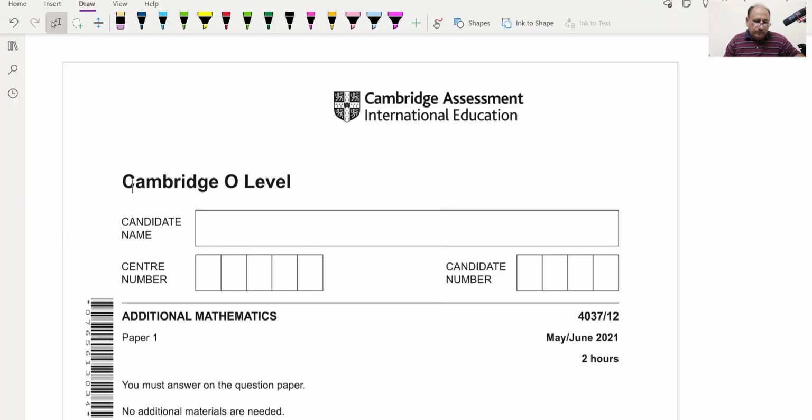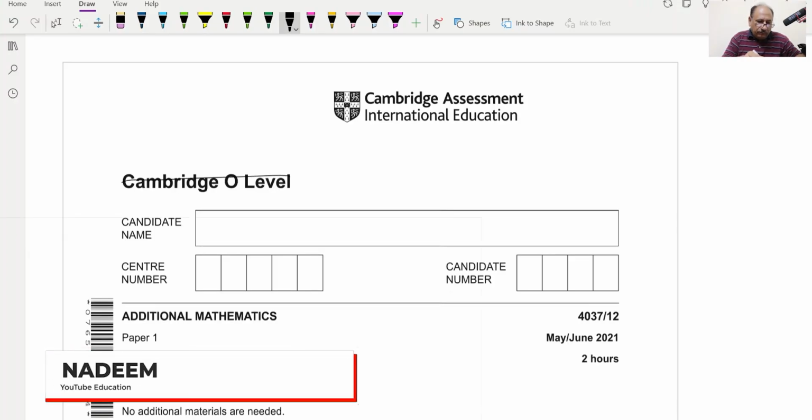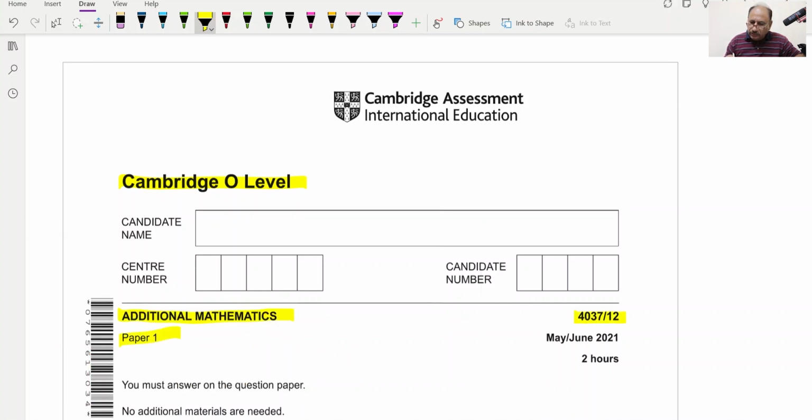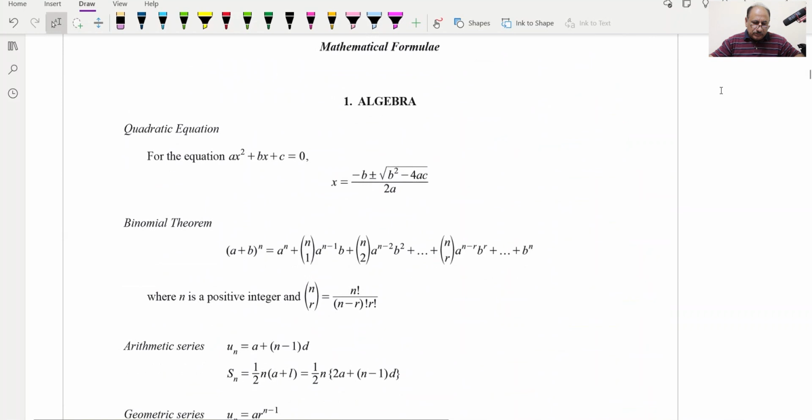Hello everyone, today we'll be going through Cambridge O-Level Additional Mathematics Paper 1, 4037/12, May-June 2021. Let us move to question number 1.